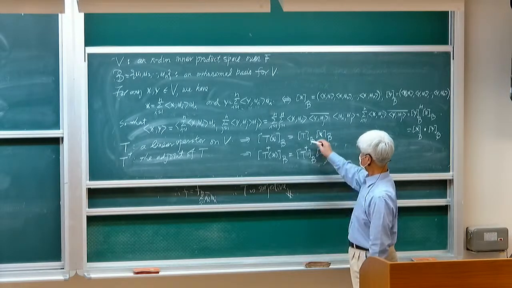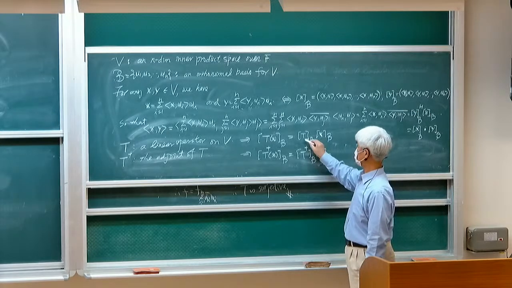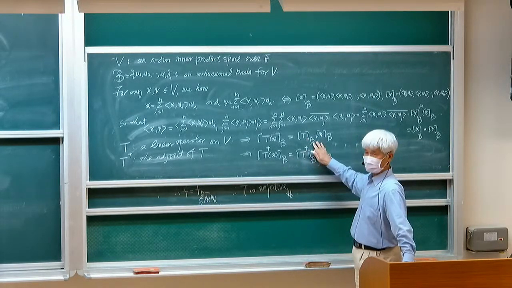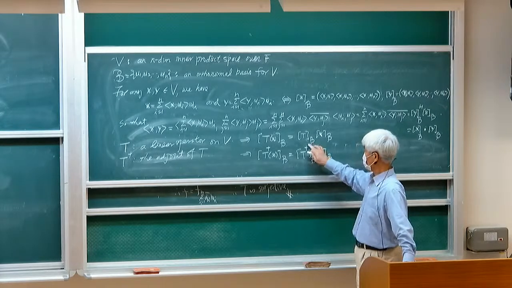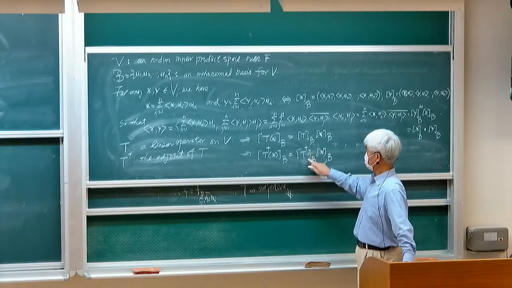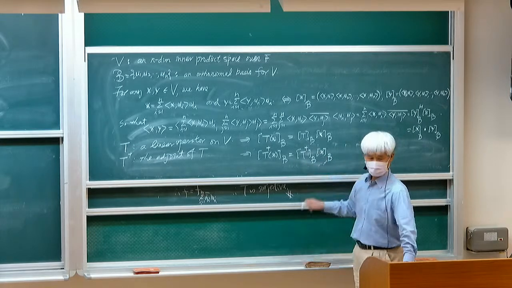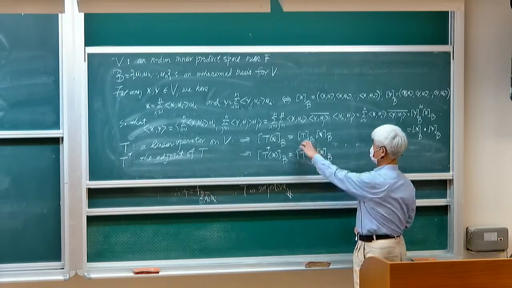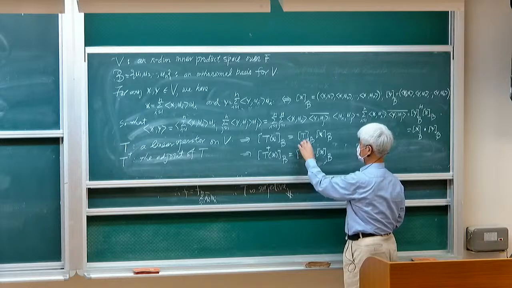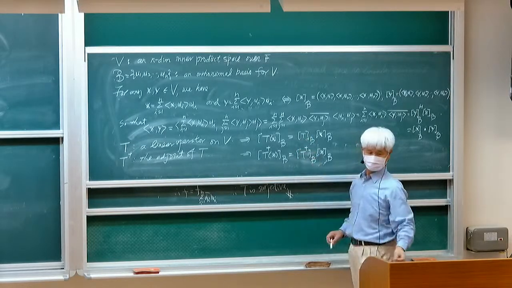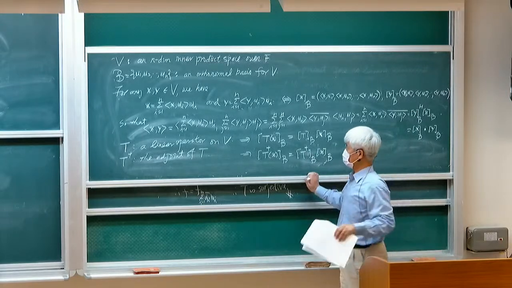All right, so this is the matrix representation of the linear operator T relative to the orthonormal basis B. And this one is the matrix representation of T dagger relative to the same orthonormal basis. And we want to know the relationship between these two matrix representations, okay?